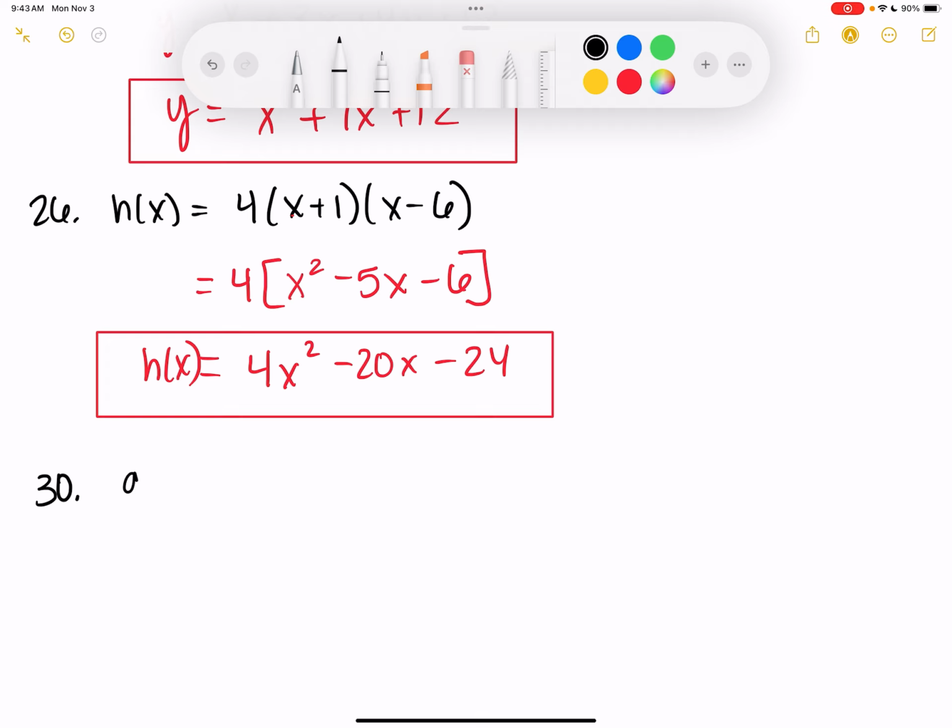All right, 30. Last one. G of x is equal to negative parentheses x plus 6 squared plus 10.